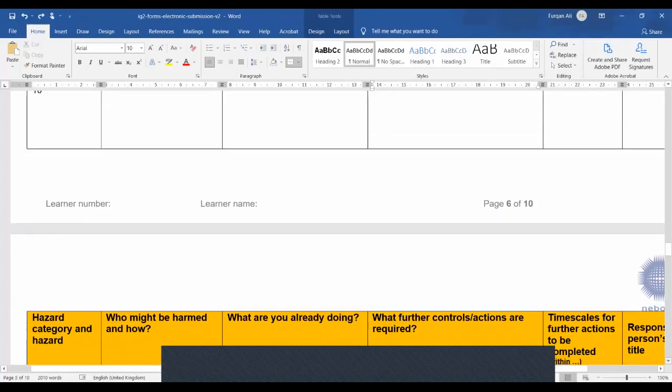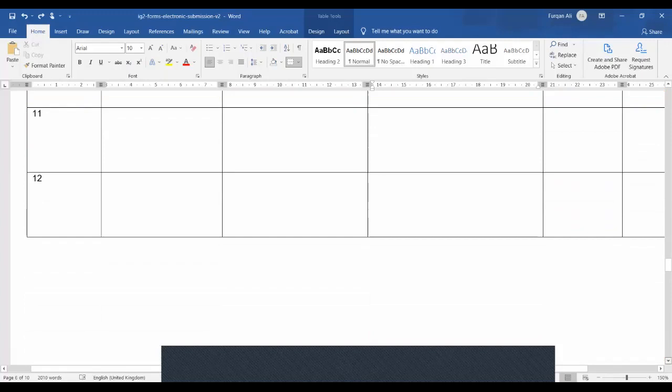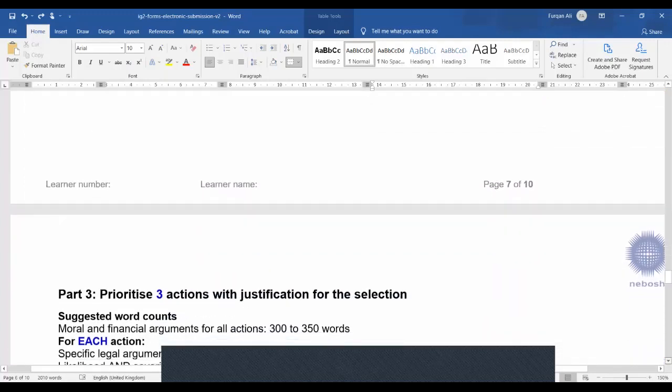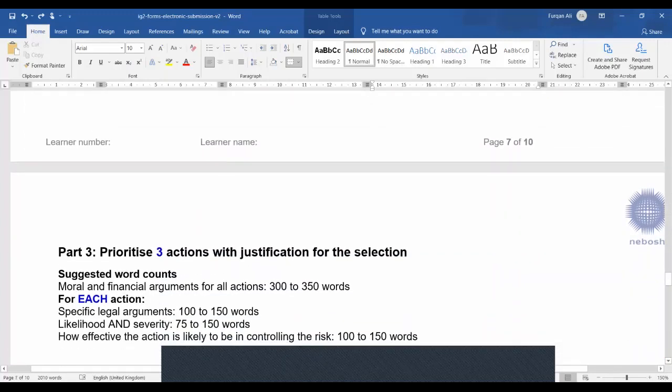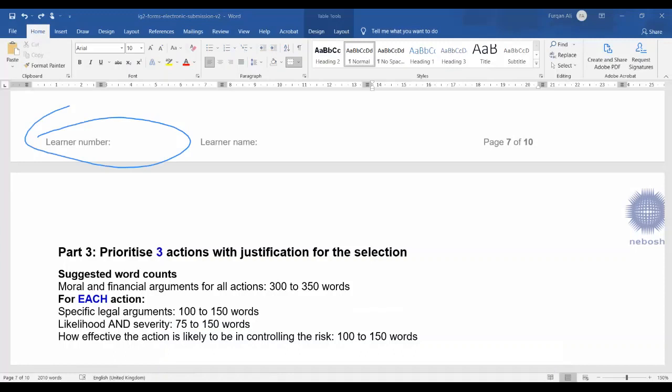You need to identify at least 10 hazards. Okay, so next, let's move to the next part. Yeah, part 3. Before we go on to part 3, you can see at the bottom of each page there is learner number and learner name. So you need to write your learner number and learner name.